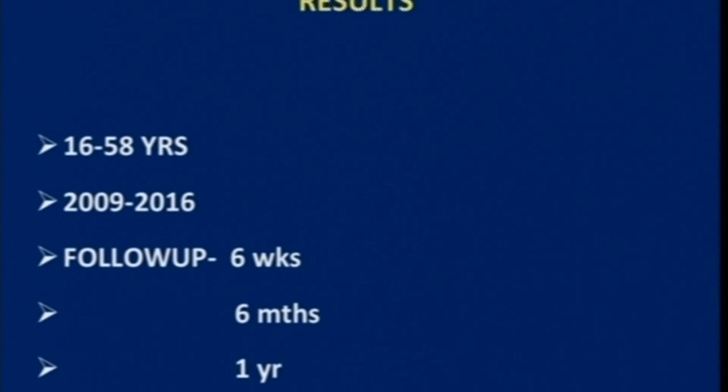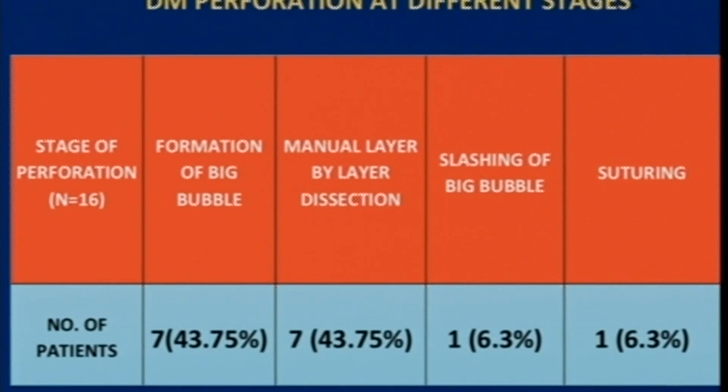We included patients between 16 to 58 years of age, and the study was conducted between 2009 to 2016. We followed them up at 6 weeks, 6 months, and 1 year. The perforation occurred at different stages of the procedure. 7 of them occurred during formation of the big bubble, 7 during manual layer by layer dissection, 1 during slashing, and 1 during suturing.